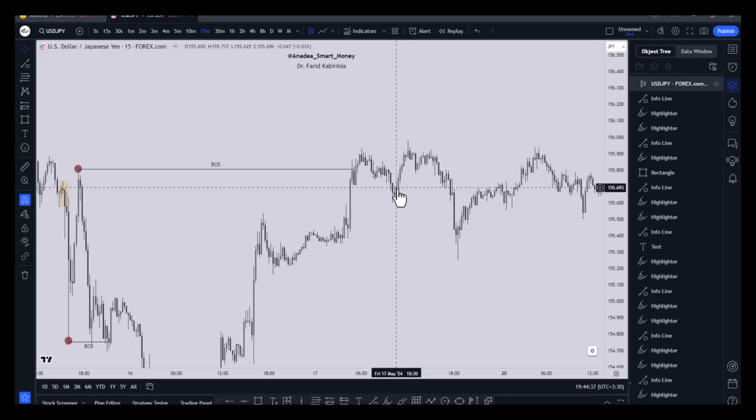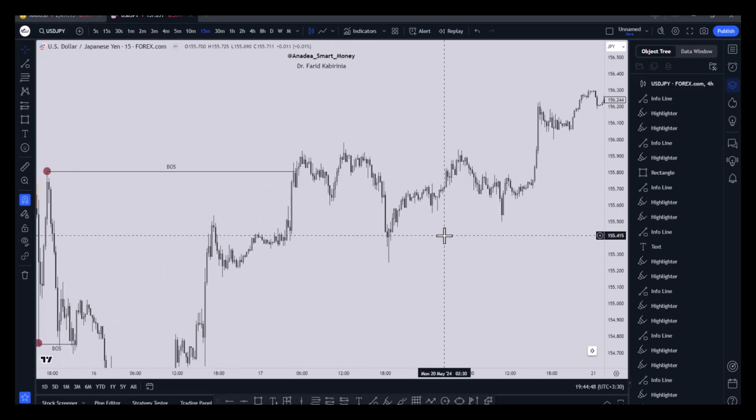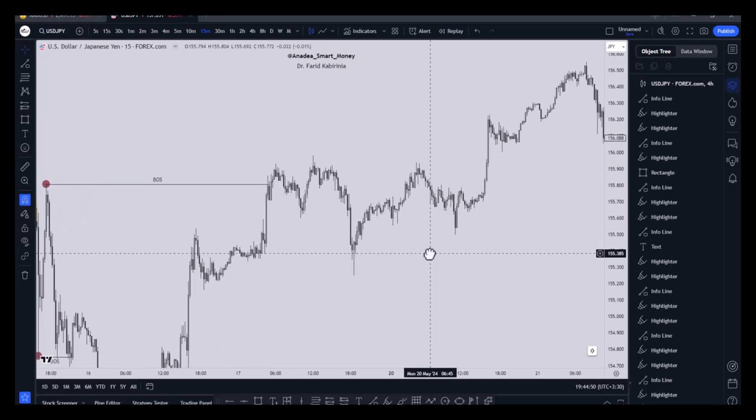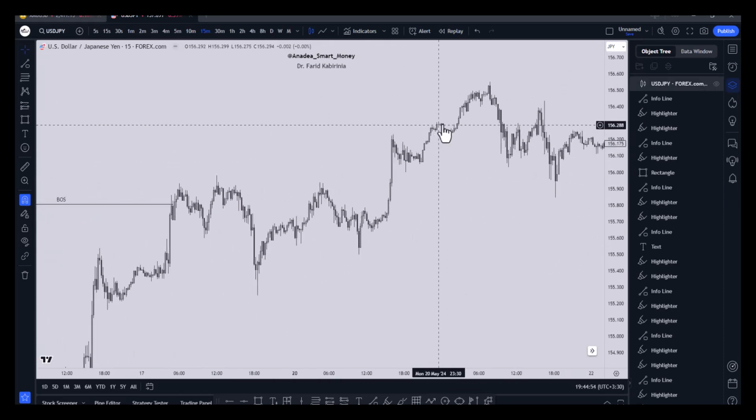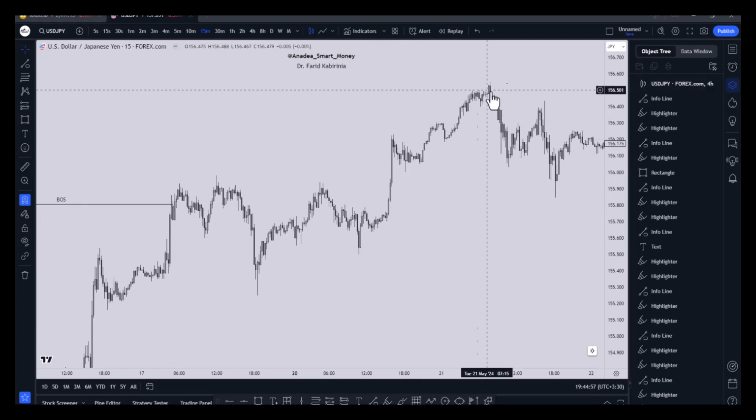Is this a valid demand zone? No, because it hasn't made the price close above our previous high. So it's not a valid demand zone. So let's see where our swing high is determined. Not here, not here, not here, not here, up until now. Up until here, our swing high is not determined.